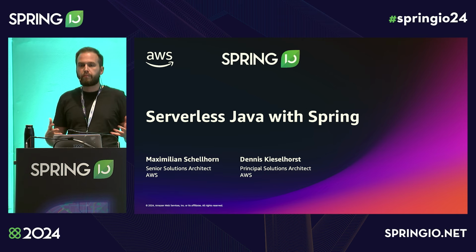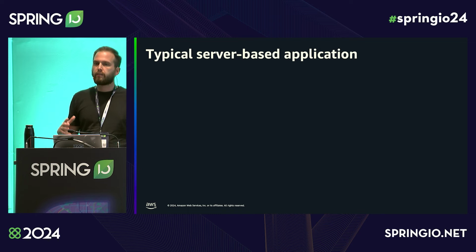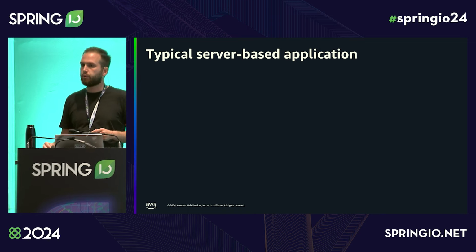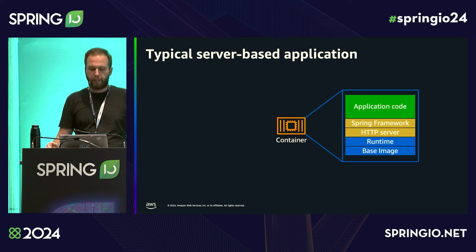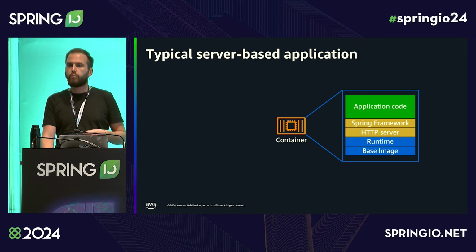So let's start off with recapping a bit what we call a server-based application traditionally. Over the last couple of years, we've seen a lot of movement in containers, obviously, because it makes that much more resource efficient, because they share the underlying operating system's kernel, and therefore we can put a lot more containers on a single machine. So we have our container, usually, that has multiple dependencies. We have a base image, we have our runtime like the Java JDK, JVM that we're using, and the Spring framework with an embedded HTTP server, for example, if we build a web application, and our application code.